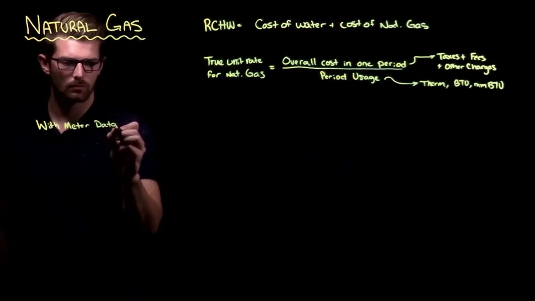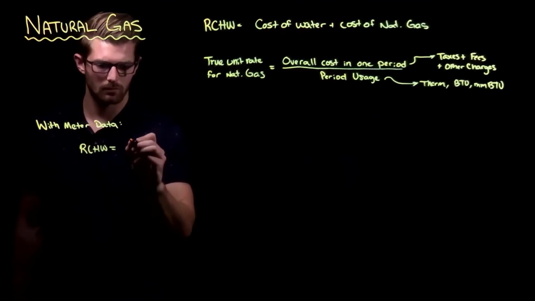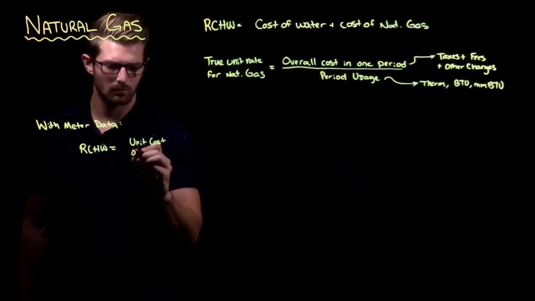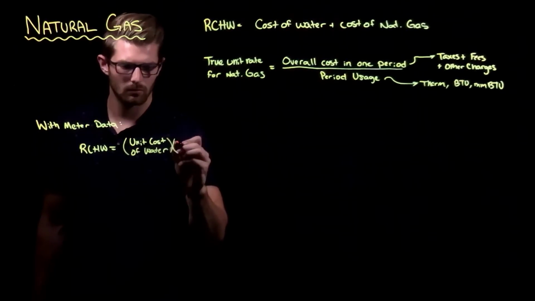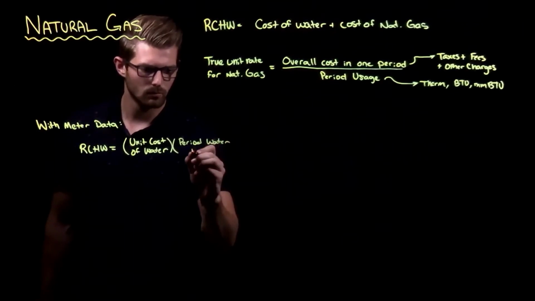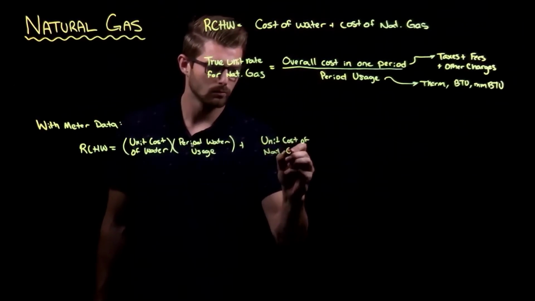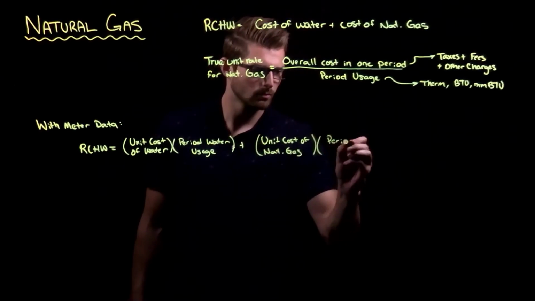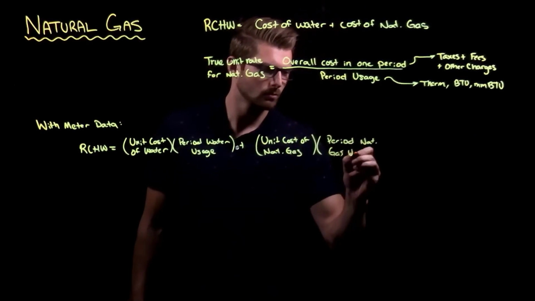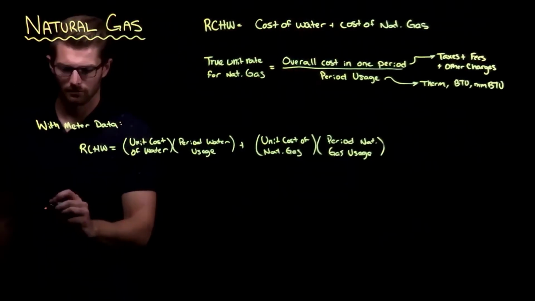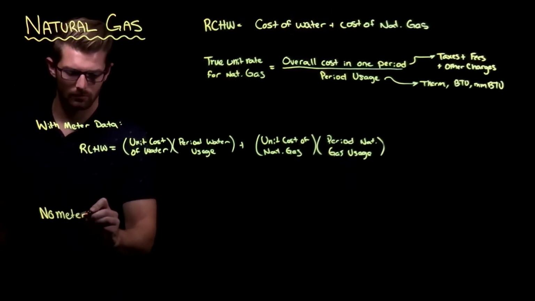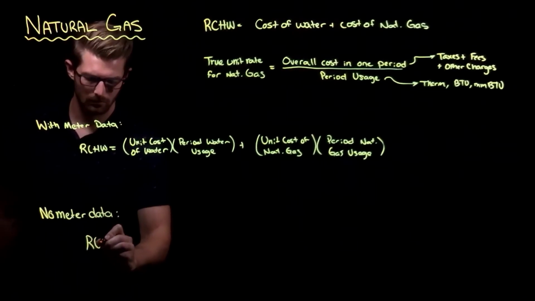We need to gather natural gas and water consumption information for the heater in question. This is most accurately done with meters, but it is also possible to find information on your particular heater in the specification sheets or operator's manual. When directly metered usage for natural gas is available, the relative cost of hot water is equal to the unit cost of water times the water usage plus the unit rate of natural gas times the natural gas usage.